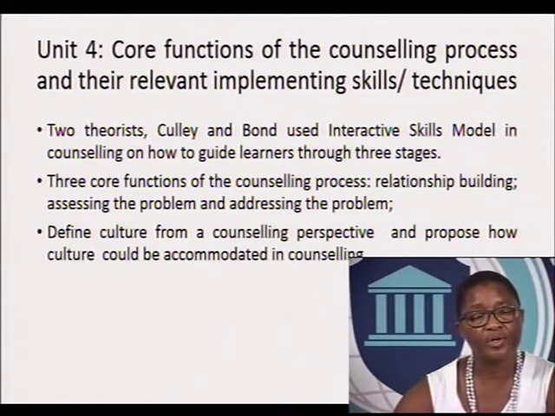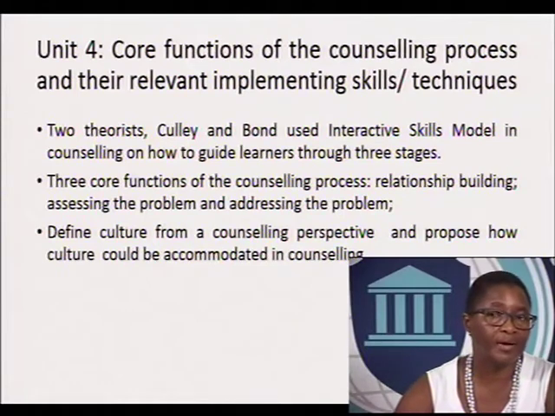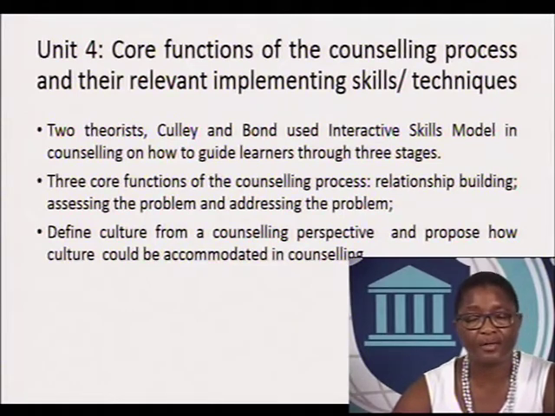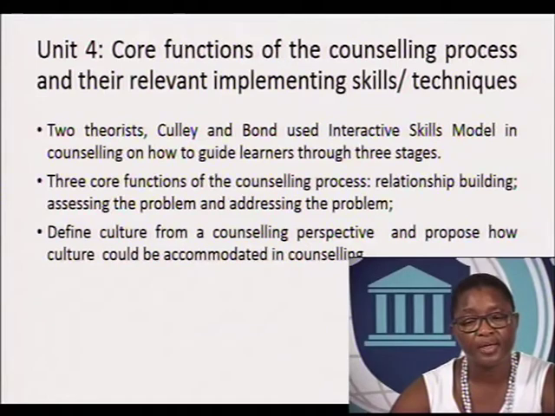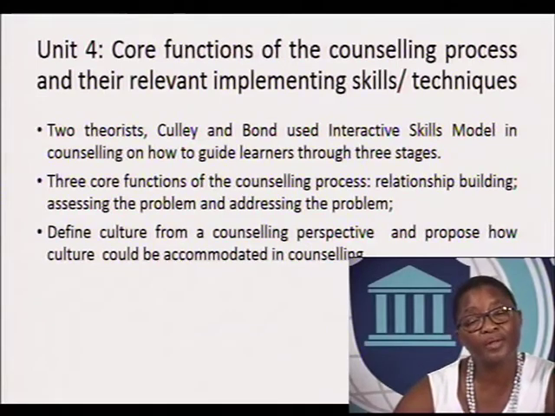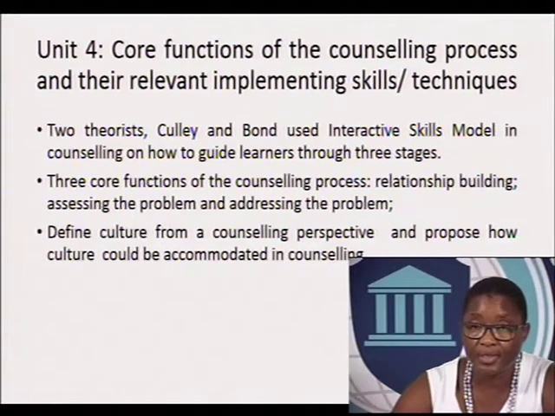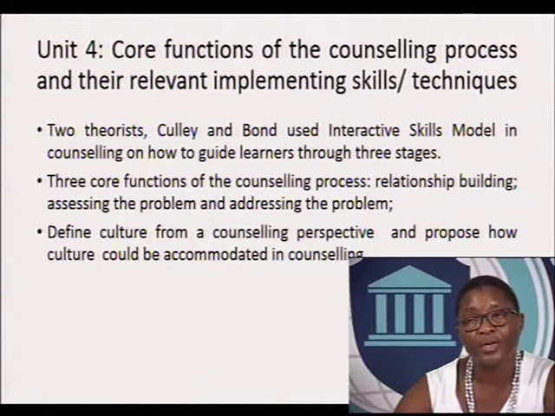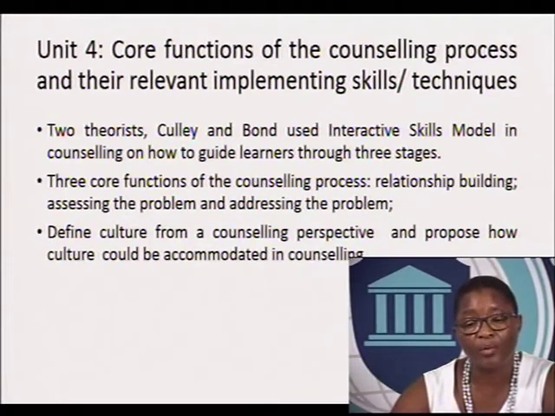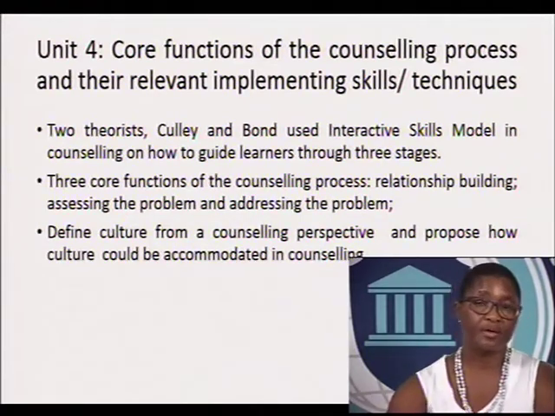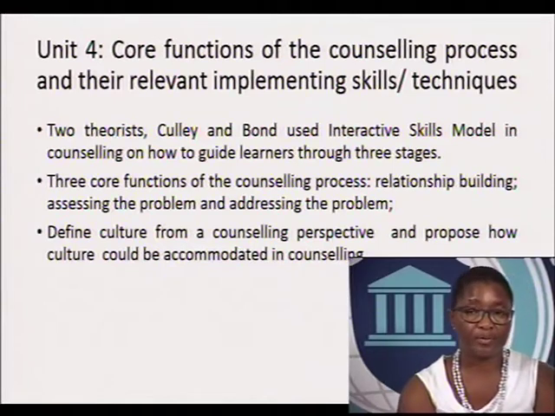Then we define culture from a counseling perspective and propose how culture could be accommodated in counseling. Even if we are talking of modern areas, we also need to incorporate culture into counseling. How do we do that? And what can be done in order to accommodate counseling from a cultural point of view?